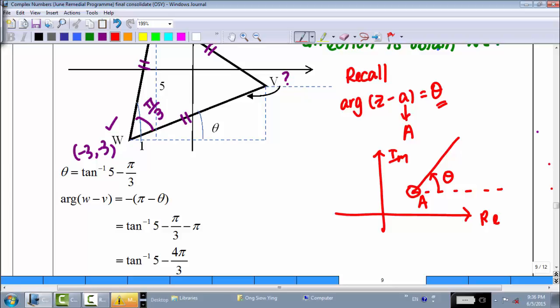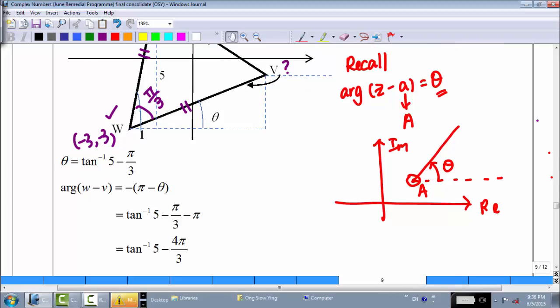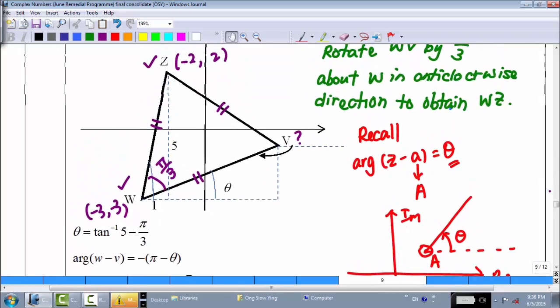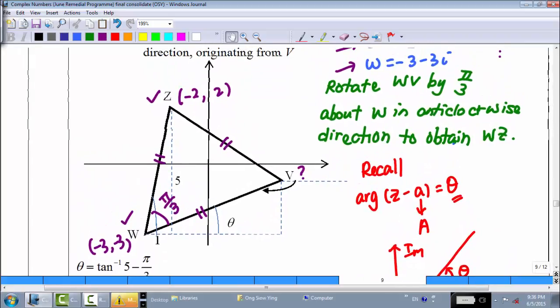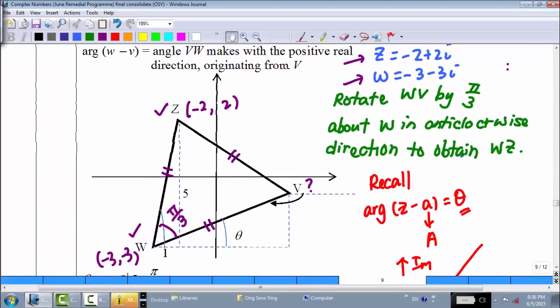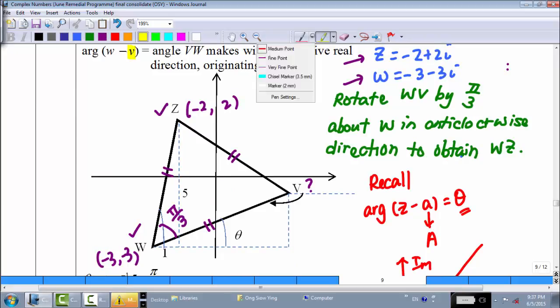Now you just refer back to this question again. What is this question about? This question is talking about the argument of W minus V. Now, if it is W minus V, instead of comparing it with Z minus A, your reference point will be the point V, representing the complex number V. So that is the point of reference.